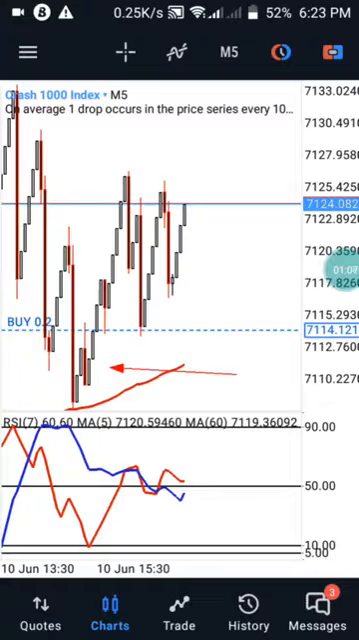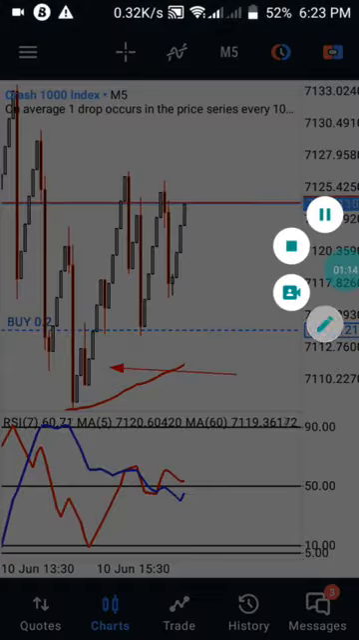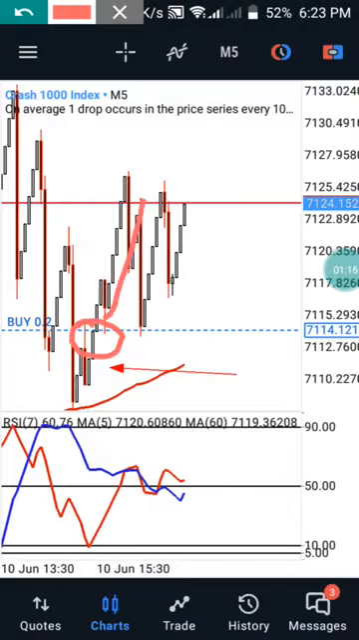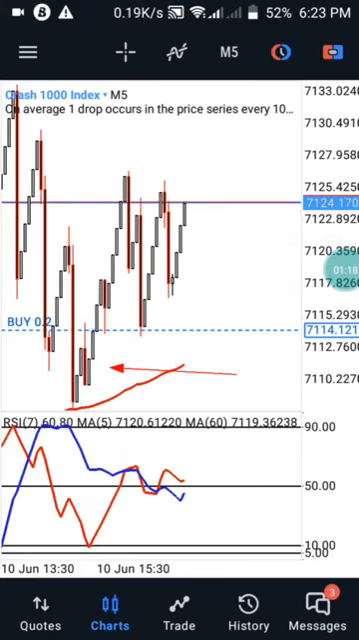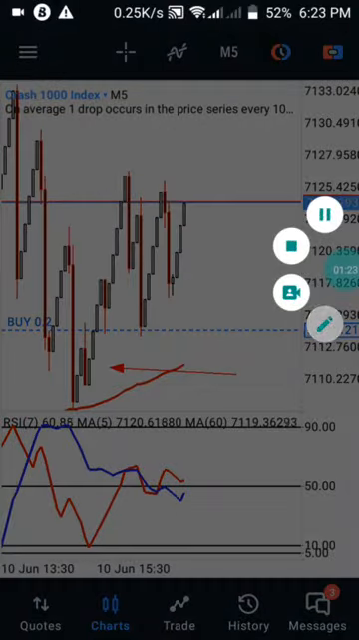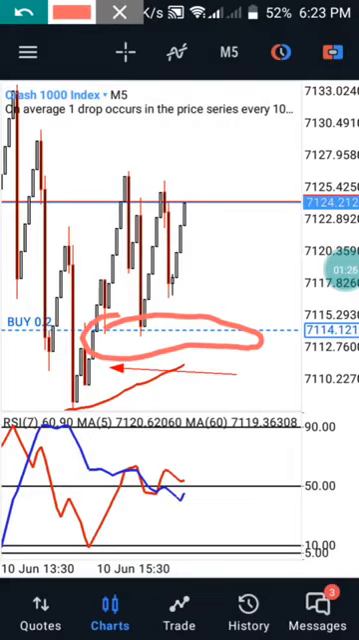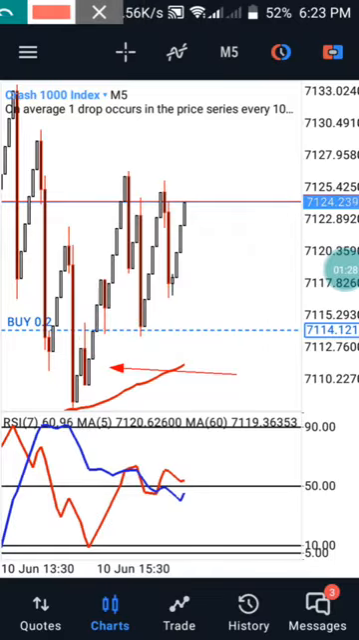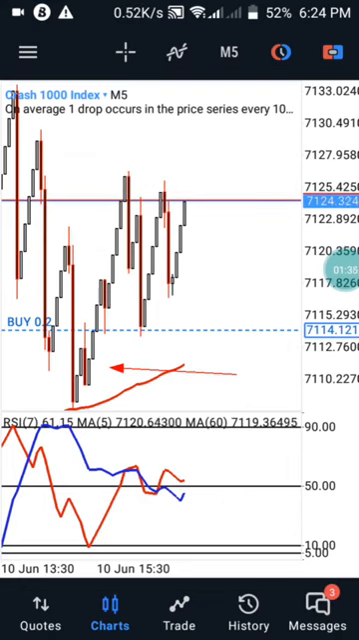As you can see now, we have an entry at this particular moment. We have an entry that is currently moving in our profit. I will show you guys the reason why I took my entry at this level using this strategy, and how to trade using it successfully. I'm going to share the settings of this strategy, but let me first explain how to use it on Crash 1000.